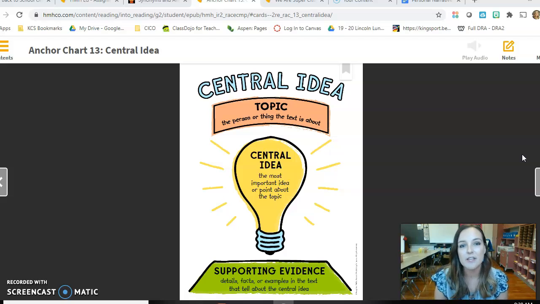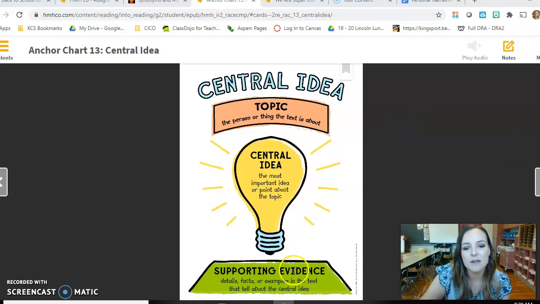Anytime we have a story, or in our writing, we have something called a topic. The topic is the person or thing that the text is about. And then the light bulb down below is called the central idea. Have you ever heard someone say when they get an idea that a light bulb went off in their head? When I think about that, it helps me remember that the central idea is the most important idea or point about the topic. So the central idea is really the most important thing in a story that you read.